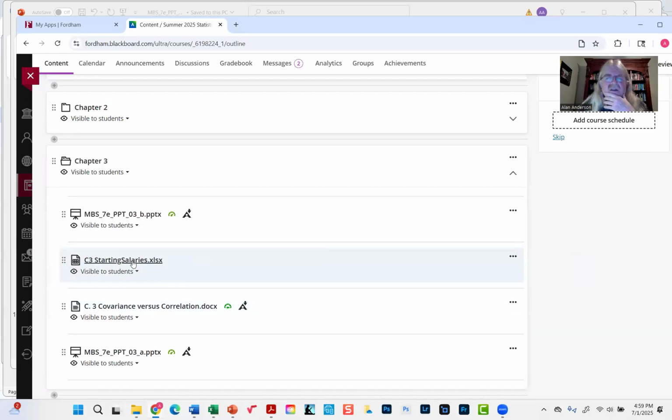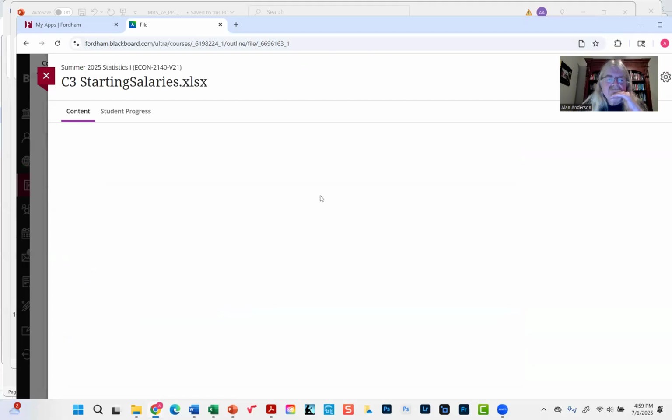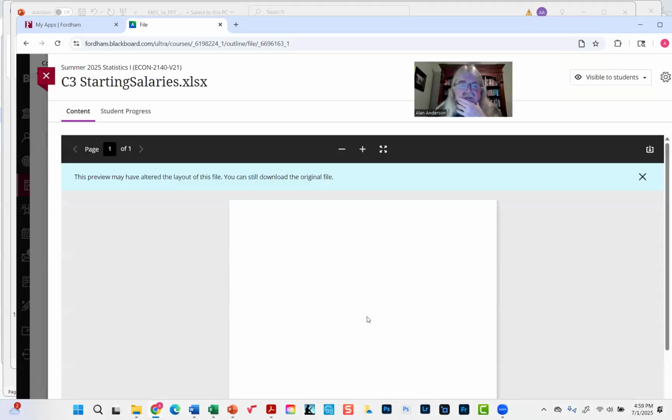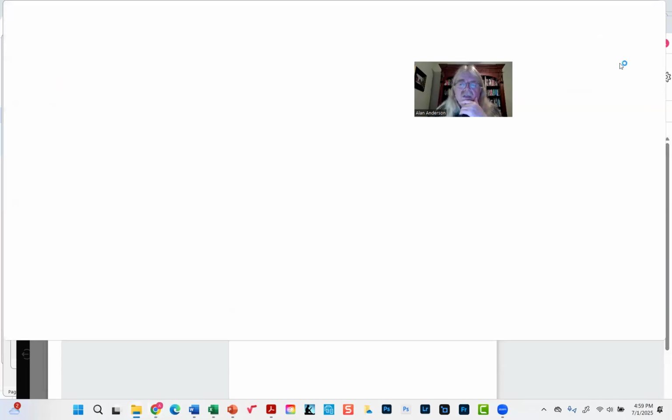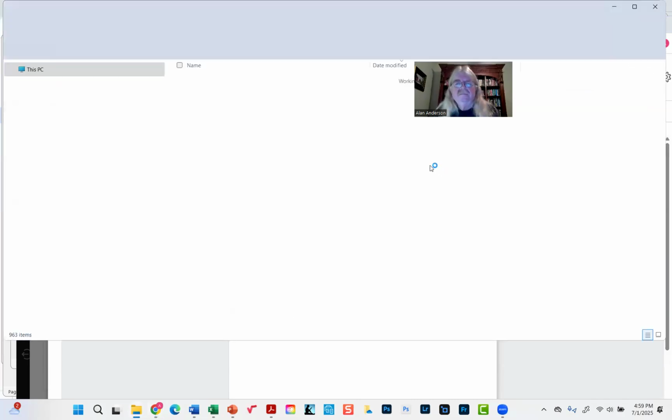All right, so let's get this thing open and then we'll see what we've got. You can see it's very simple. It's just got 12 recent graduates and their monthly starting salaries. And we're going to do some interesting analysis with it. We may not necessarily be doing any more graphs, but instead we'll be focusing our attention on the numerical methods that we'll be learning in chapter 3.